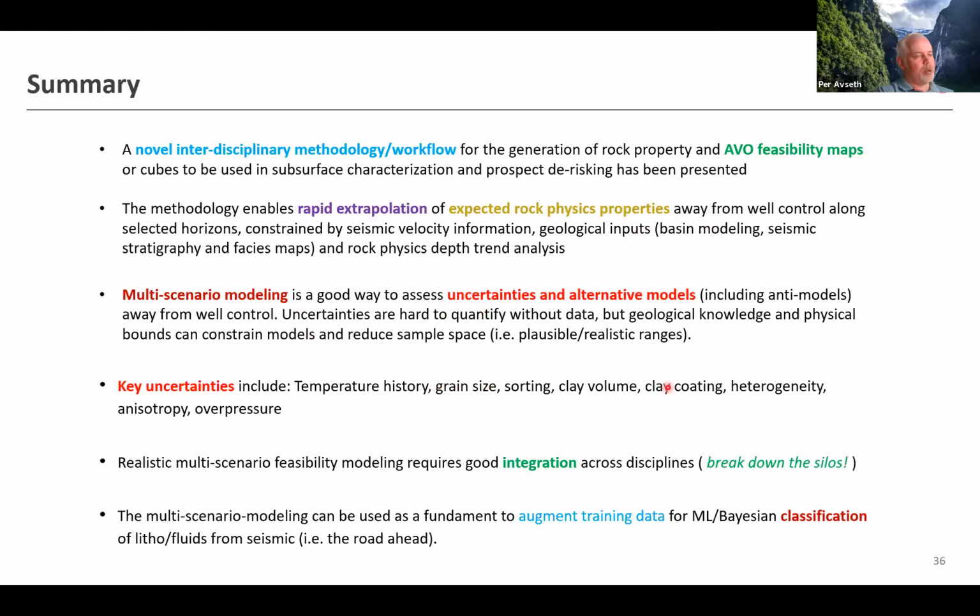I've pointed out some of the key uncertainties: the temperature history, of course, the grain size, sorting, and clay volume. Something that we haven't looked too much into yet is the heterogeneity, anisotropy and overpressure, but we'll work on that more in the future. And at the end, importantly, as I said in the last slide, realistic multi-scenario feasibility modeling really requires good integration across disciplines, and we really need to break down silos to do this.